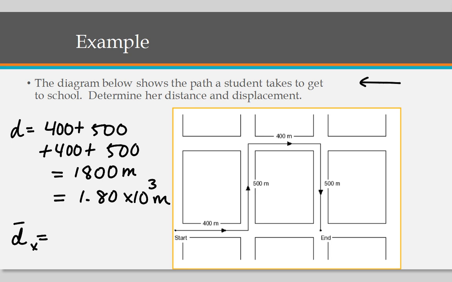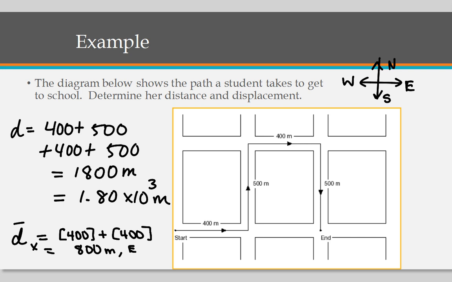Remember, you have north, south, east, and west. Remember, east is Toronto, west is Vancouver, north the Arctic, and south the United States. So if you're looking to the right, that's east. So in total, you have 400 plus 400 for a total of 800 meters east. That's the displacement in x.